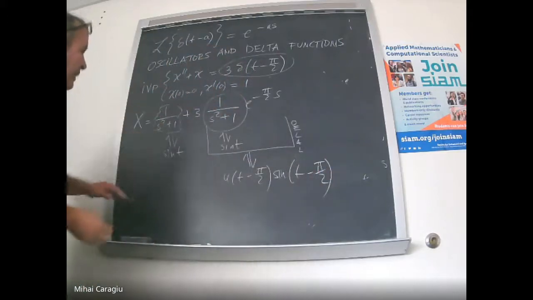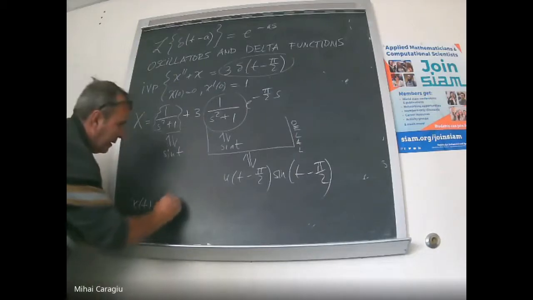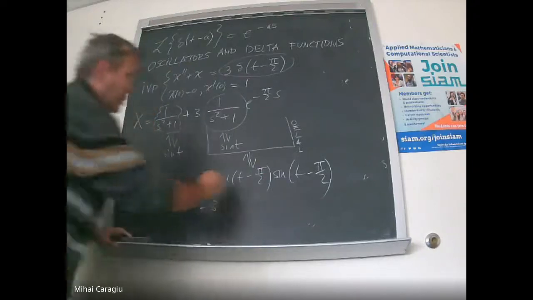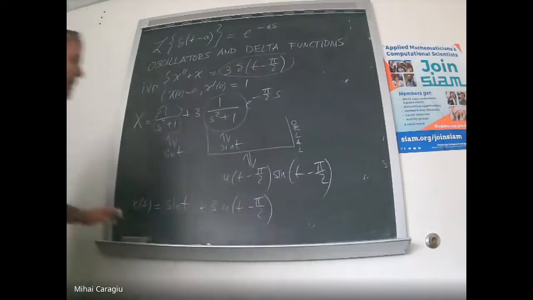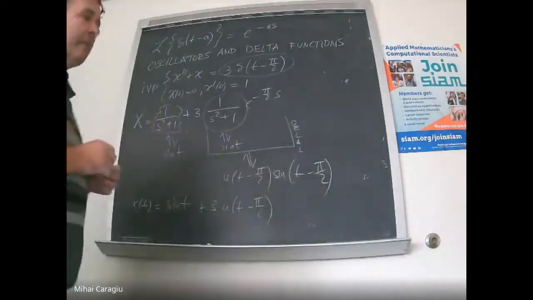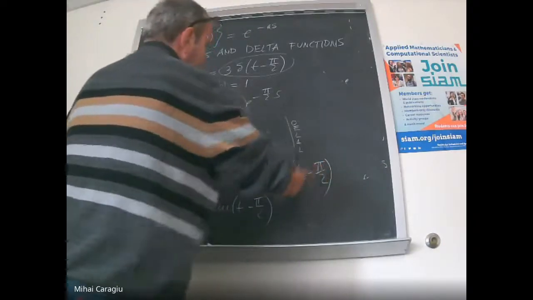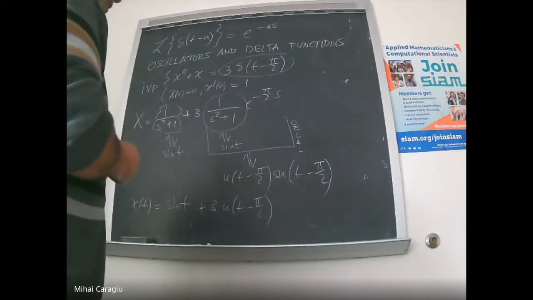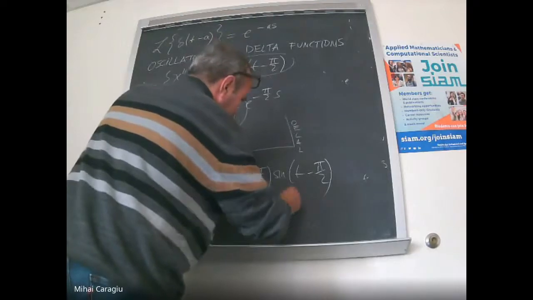So put it together. x of t equals sine t from here plus 3 times u of t minus pi over 2. Now let's look at a little bit of trigonometry. Sine of quantity t minus pi over 2 is sine t cos pi over 2 minus cos t sine pi over 2, which gives minus cos t.